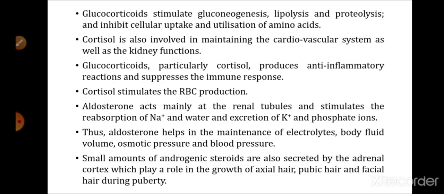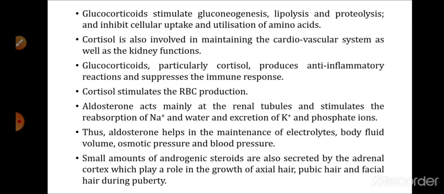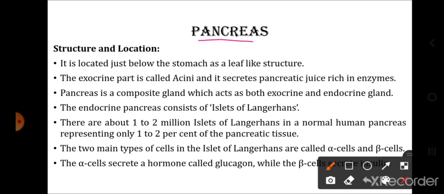Now pancreas. We will study the next endocrine gland, and that is the pancreas. So, location and structure of pancreas. It is located just below the stomach and has a leaf-like structure. At the junction of the stomach with the duodenum, at this location the pancreas is located.